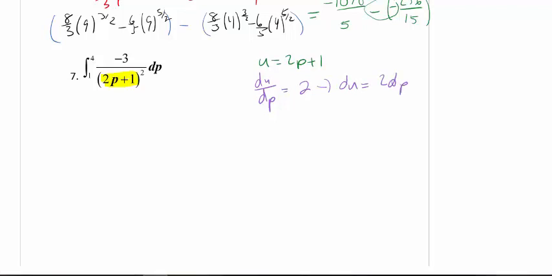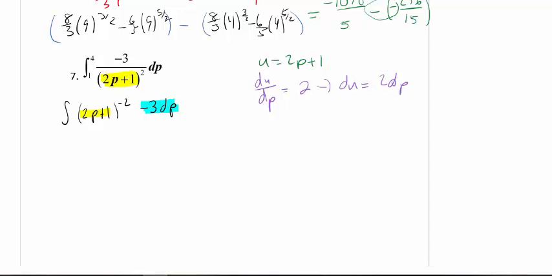So I'm going to come back over here and rewrite what I have. And remember, I'm going to use an indefinite integral first. So I have 2p plus 1 to the negative 2, and I have a negative 3 dp. This is the first part. Now I've got to get it to match this part that I have left. So if I go over here, it looks a little tricky.